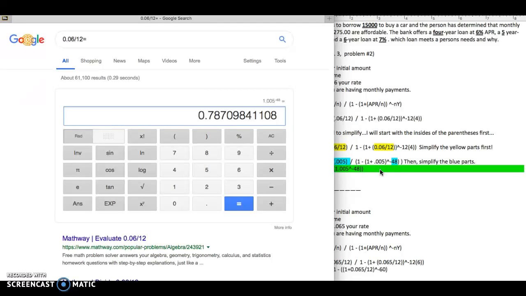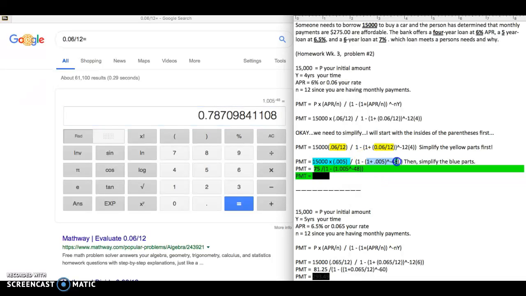So this method, using this online calculator, will hold all your numbers for you. Anyway, sorry, pardon me. We go to 1 plus 0.005 to the negative 48. Okay, so that's this part right here.